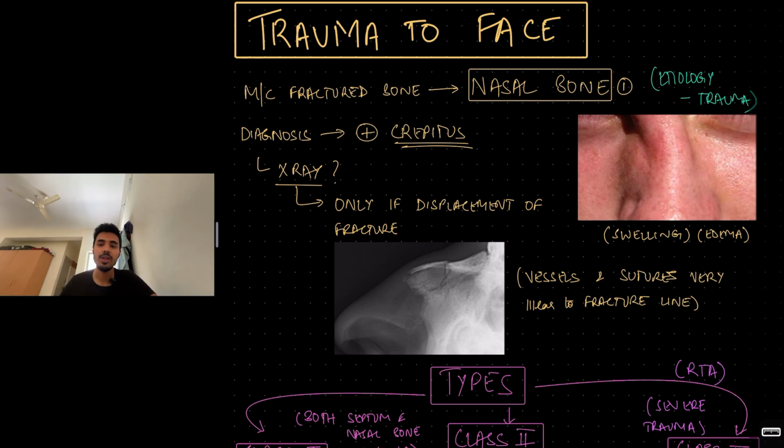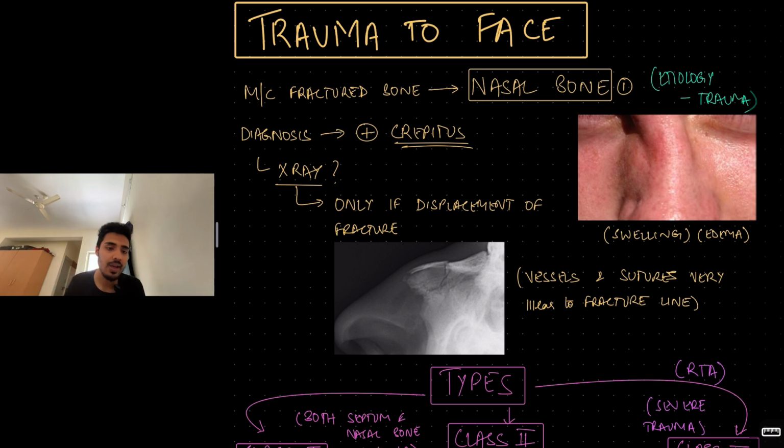Patient comes to you with a lot of swelling, edema, redness, pain. How will you diagnose it? Will you take an X-ray? Actually, in nasal bone fractures, X-rays are not that useful because the vessels and the suture lines of the nasal bone appear very similar to fracture lines. X-rays are only useful where there is displacement of the fracture fragments. Otherwise, X-ray is not very conclusive of a nasal bone fracture.